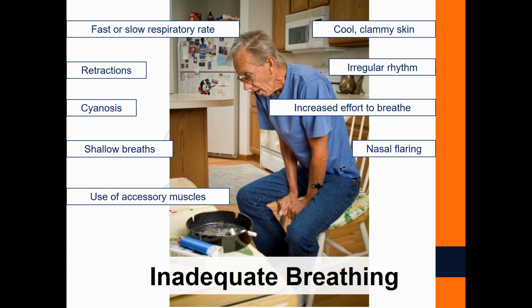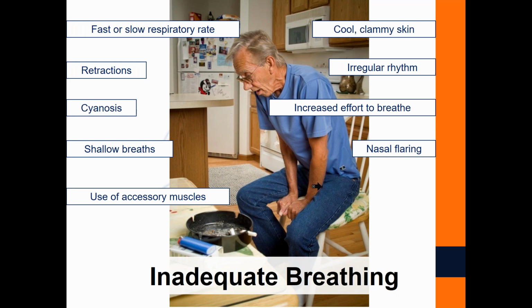So we know we need to have an adequate supply of oxygen in order for all of this to continue to function. Some things that are going to show us that breathing has become inadequate are a respiratory rate that is either too fast or too slow. We'll see cool, clammy skin, so the patient will be cool to the touch or have a wet, moist look to them when they're just sitting there minding their own business. We're not talking about somebody who's out playing basketball. We're talking about someone who is just sitting in their living room like this guy right here, and breathing has turned into so much effort that they're actually breaking a sweat.